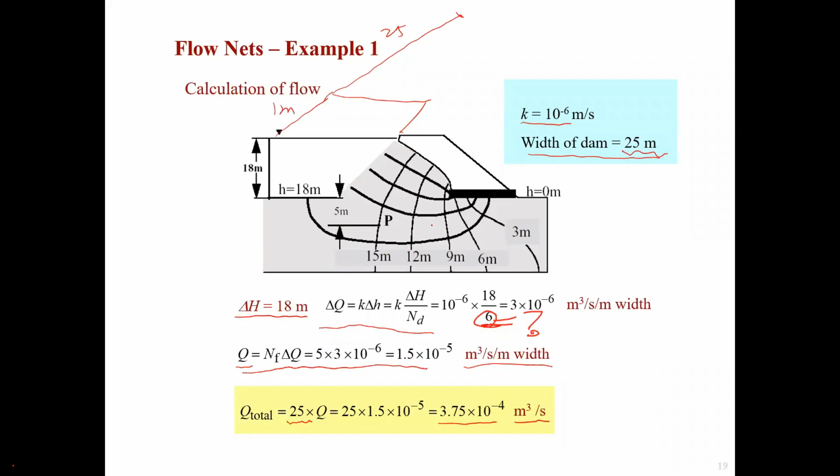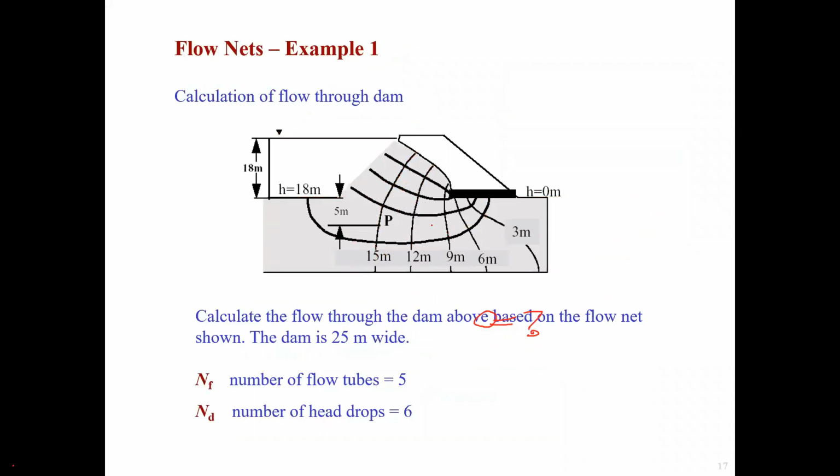Here, you see, ND, that's the number of head drops, and NF, that's the number of flow tubes. Number of flow tubes: 1, 2, 3, 4, 5. And number of head drops from the upstream to the downstream: from here to here, that's 1 head drop, and from here to here, that's 2 head drops, and 3, 4, 5, 6. So that's how we get the numbers 5 and 6. Is that clear? Yeah, thank you, sir.